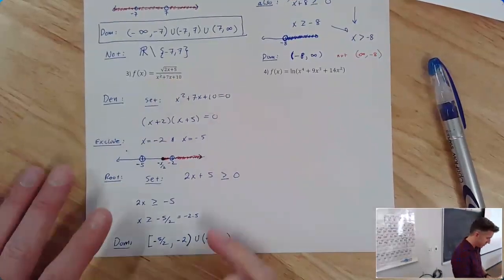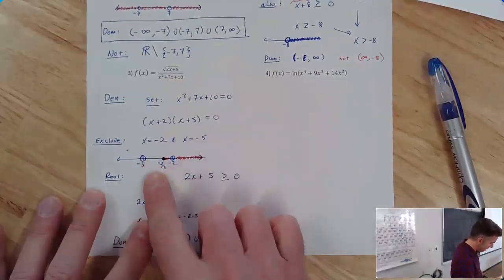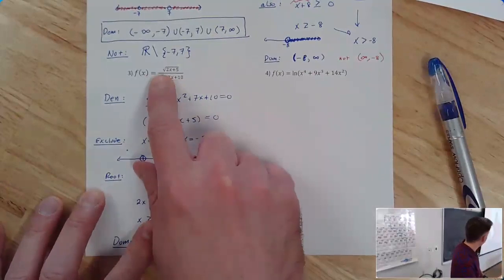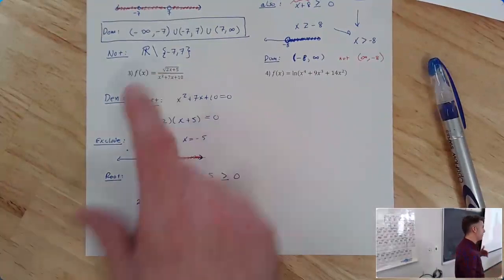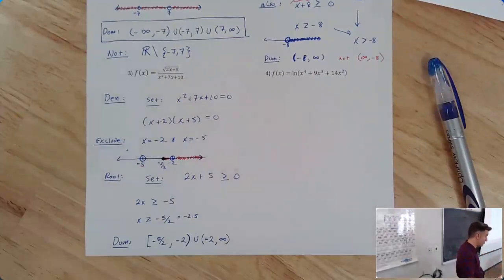On the other hand, if you pick something way to the left, like, I don't know, -3, 2 times -3 is -6, and -6 plus 5 is -1, and we can't take the square root of -1 and get a real number out. So that's why -3 and all the things to the left of -5/2 are not in the domain, because they make the inside of the square root negative, and that's a problem.